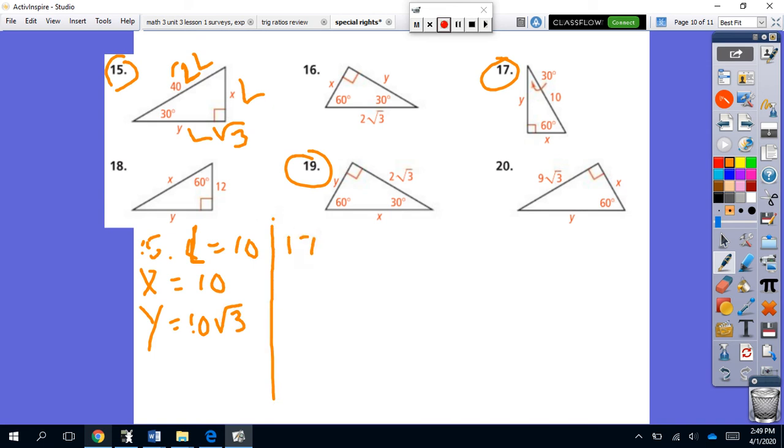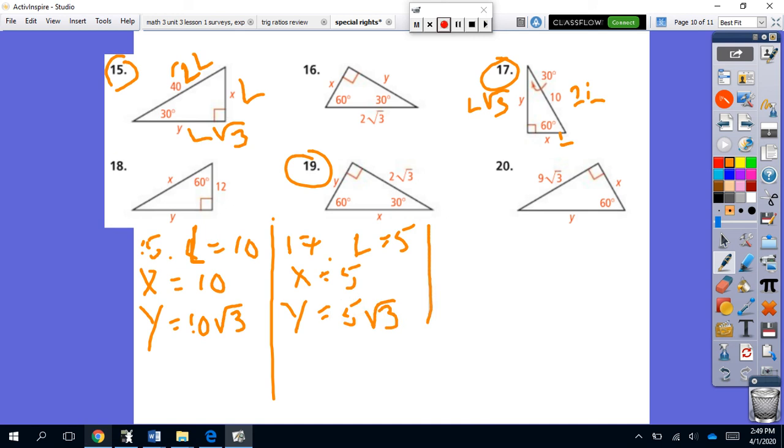17, sorry. 17, let's see, this is the hypotenuse, so it's 2L, L, and L square root of 3. Okay, let's see. L is going to be 5 because it's half of the hypotenuse. So X is 5. Y is going to be L square root of 3, so it's going to be 5 square root of 3. Okay, so those are the answers to that one.